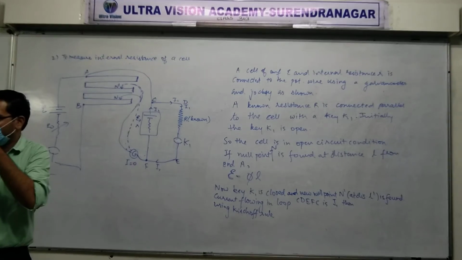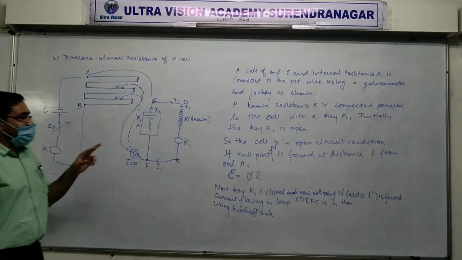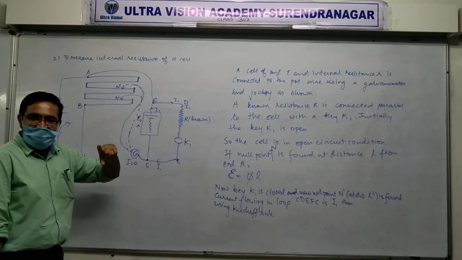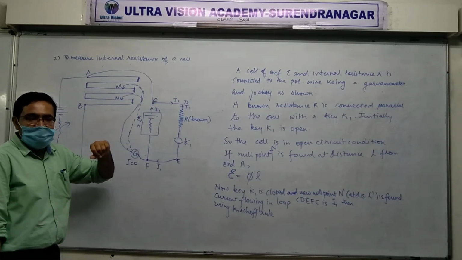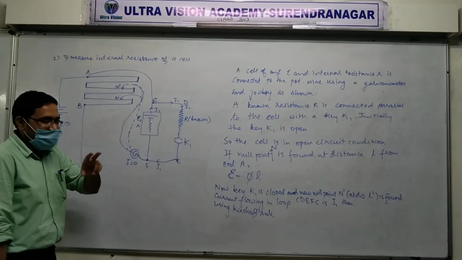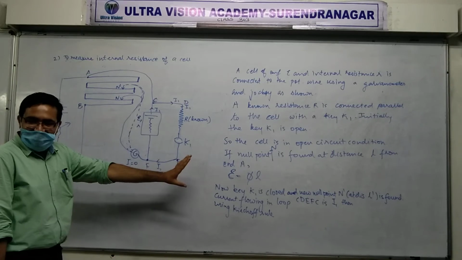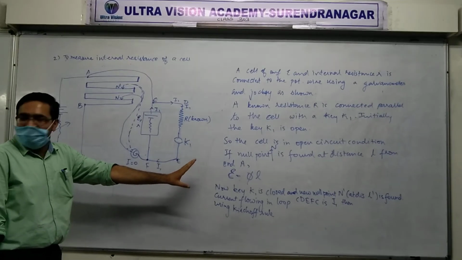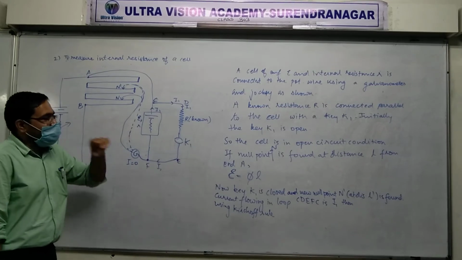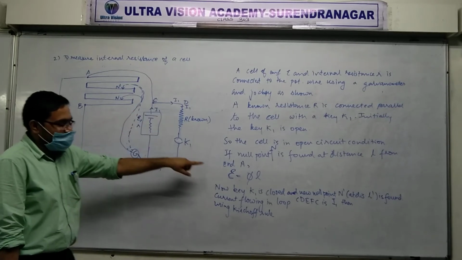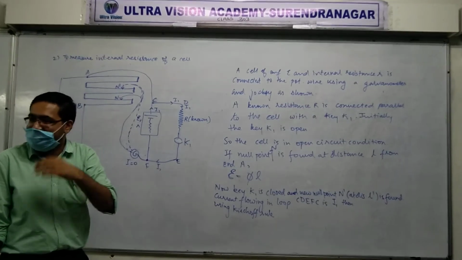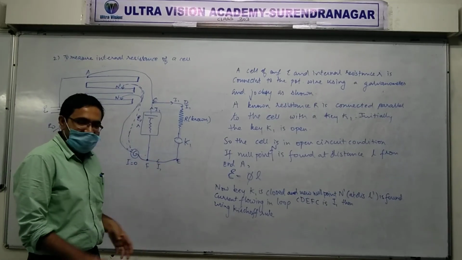In the second case the null point will not be the same. Why will it not be the same? Because terminal voltage will not be the same as EMF. When current flows, terminal voltage is not the same as EMF. In the first case we had voltage equal to EMF. Now in the second case the voltage will be less than that. So that's why we get a new null point.